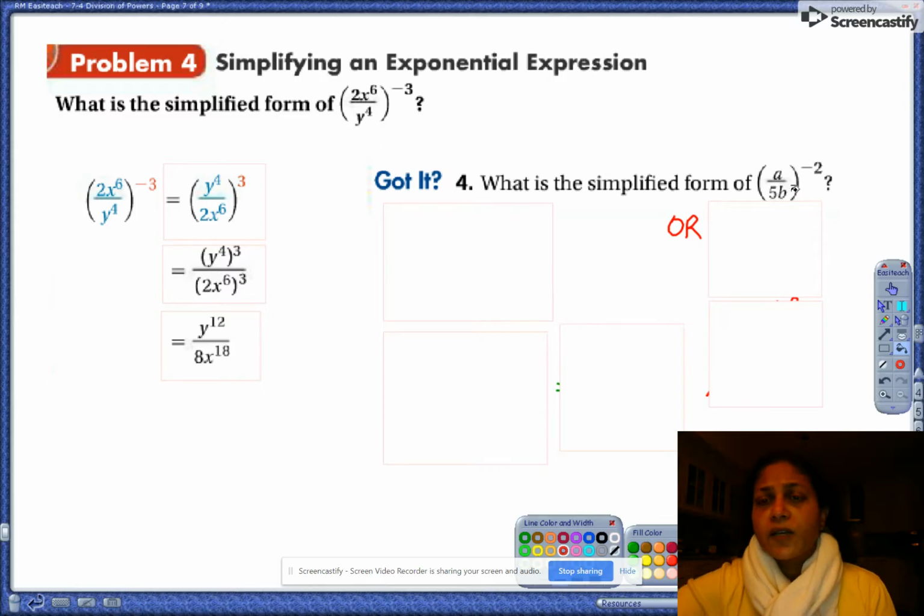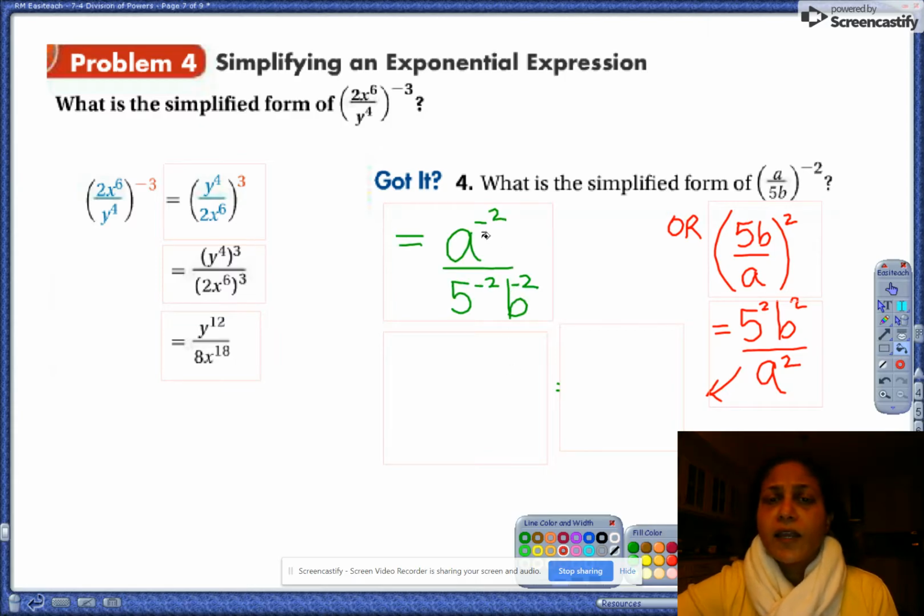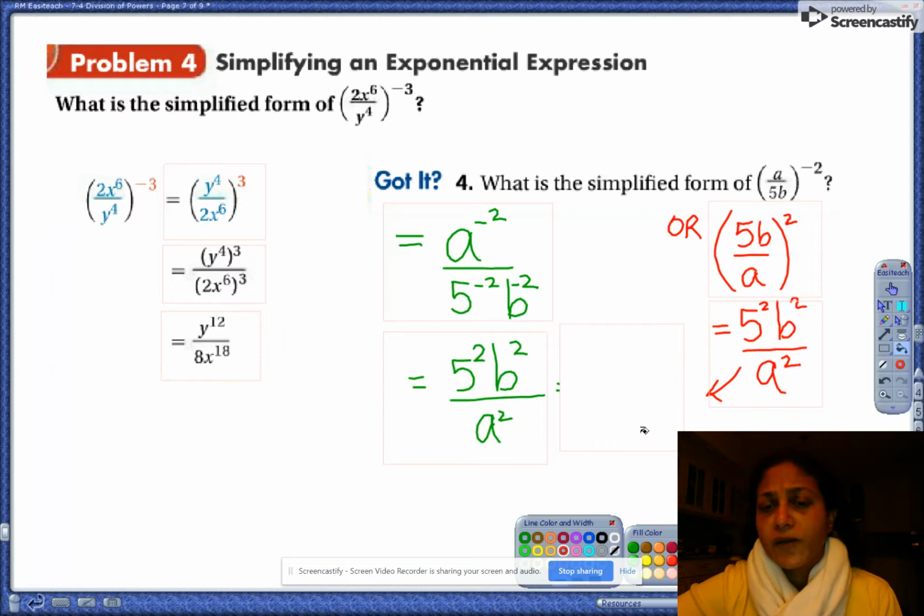The second one, same thing. If you have a negative exponent, you're simply going to flip the fraction, and then each part gets squared. The other way is a little bit more complicated. I gave the negative exponent to each part and then moved things around till all the exponents were positive. Either way, the answers will still be 25b squared over a squared.